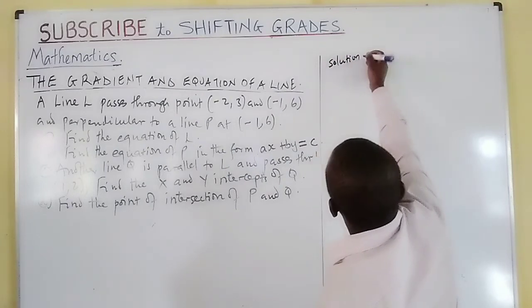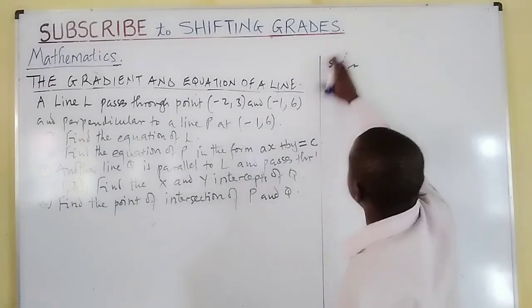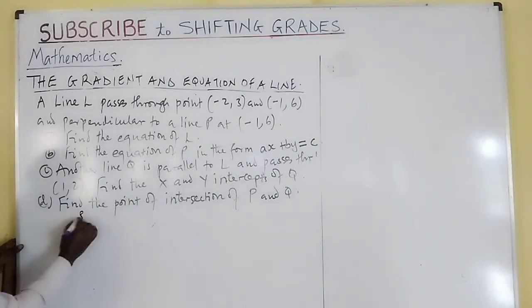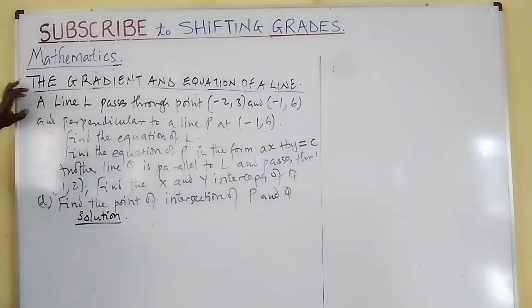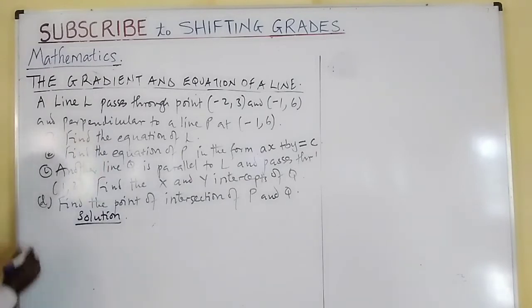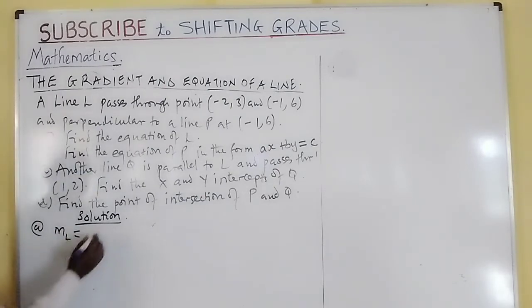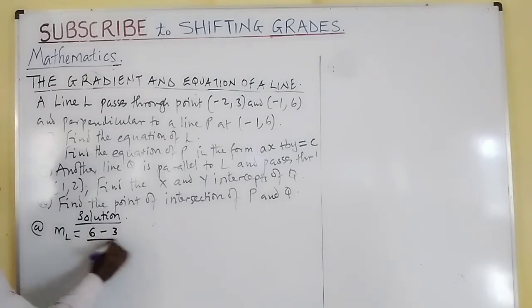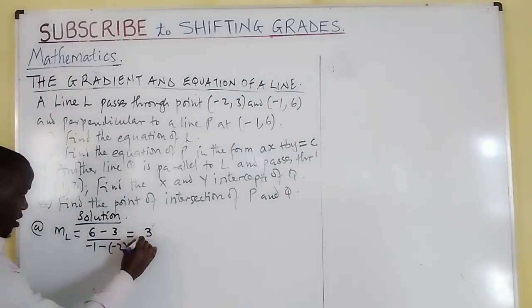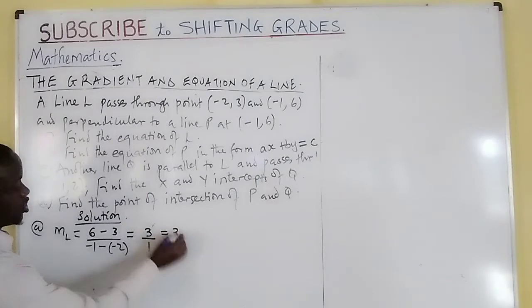Solution, or we can start here because there is space. Now, a line L is passing through those points. Find its equation, part A. We can get first of all the gradient for line L: 6 minus 3 all over -1 minus -2, which is equal to 3 all over 1. So the gradient is 3 for this line.